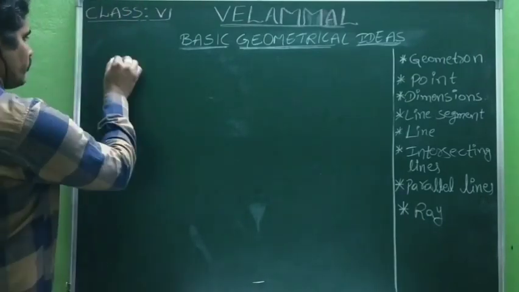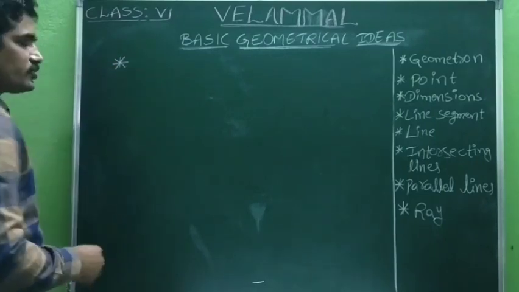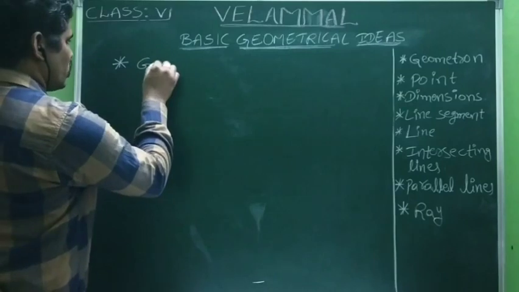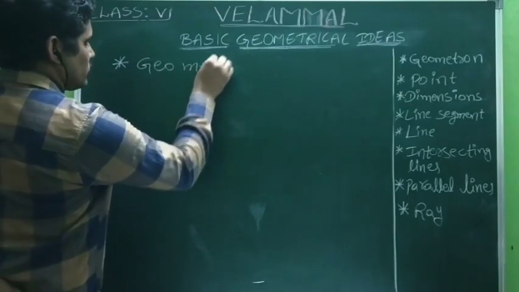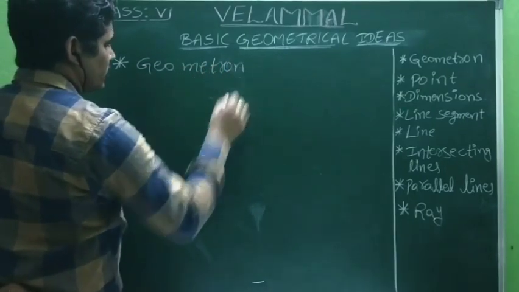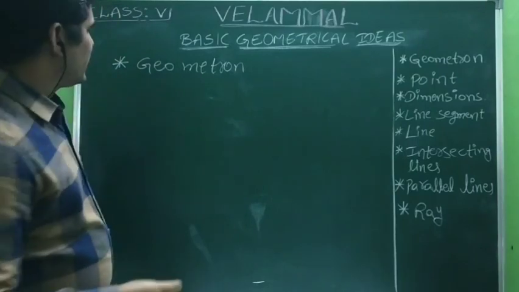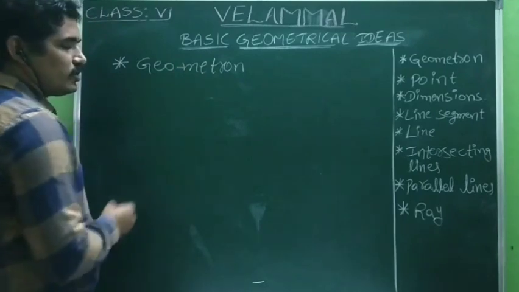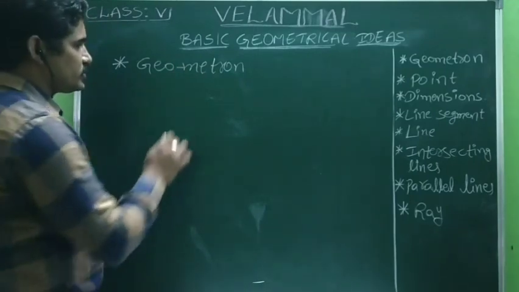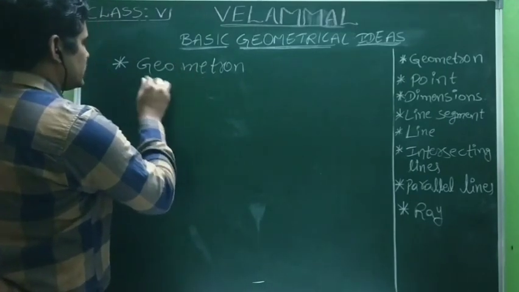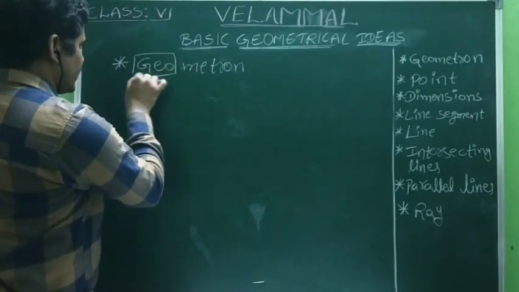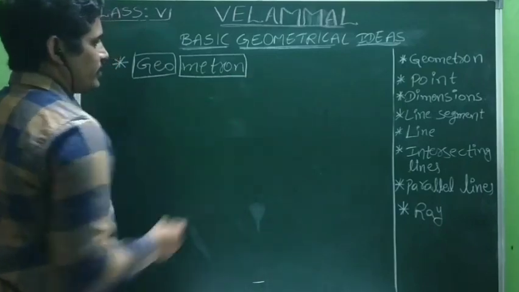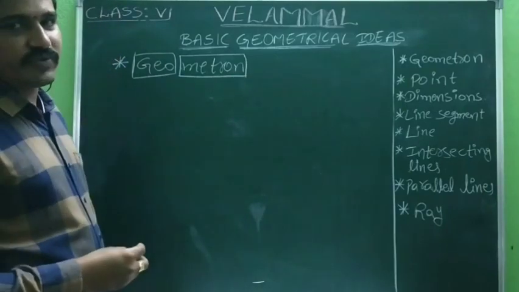The word geometry is actually taken from the Greek language. The Greek word is geometron. It is not an English word. In Greek, geometron is a single word, but it is a combination of two words: geo and metron.